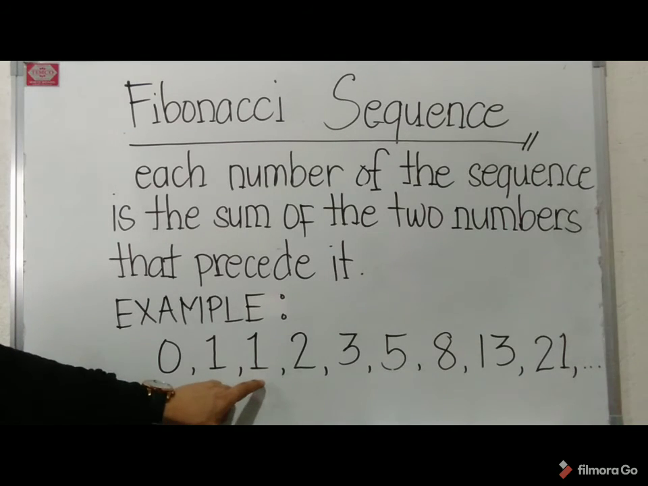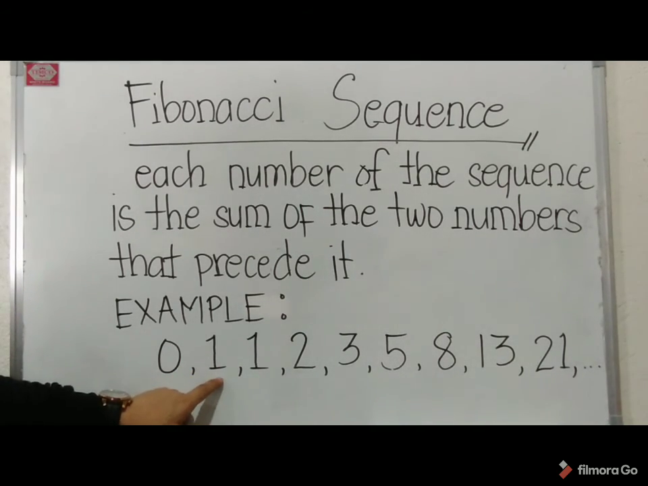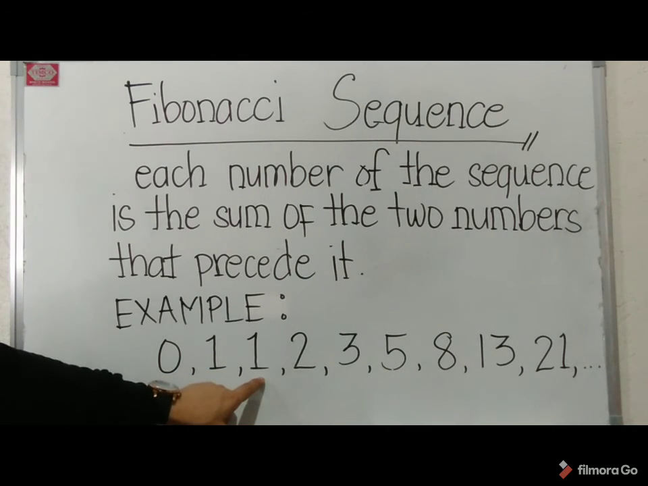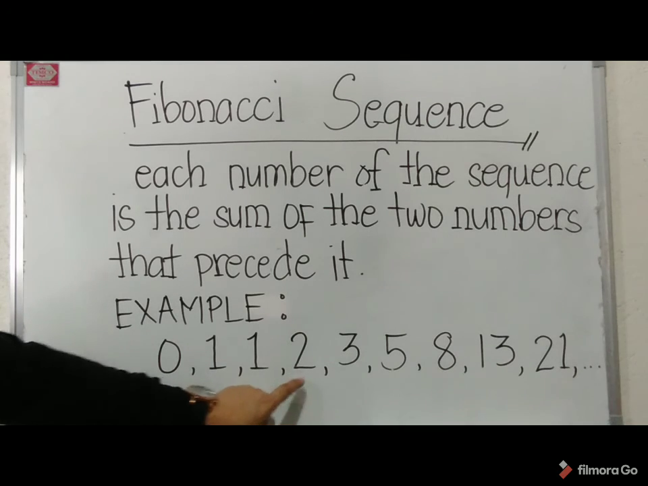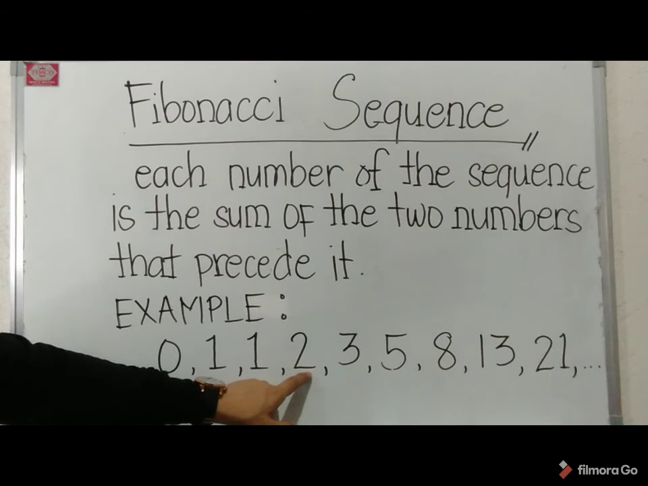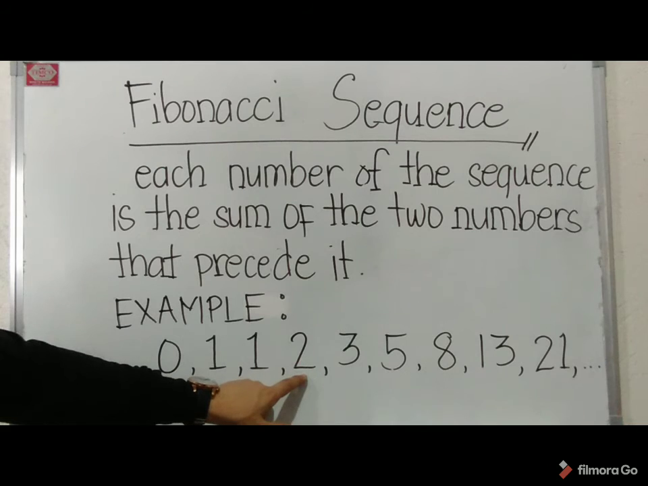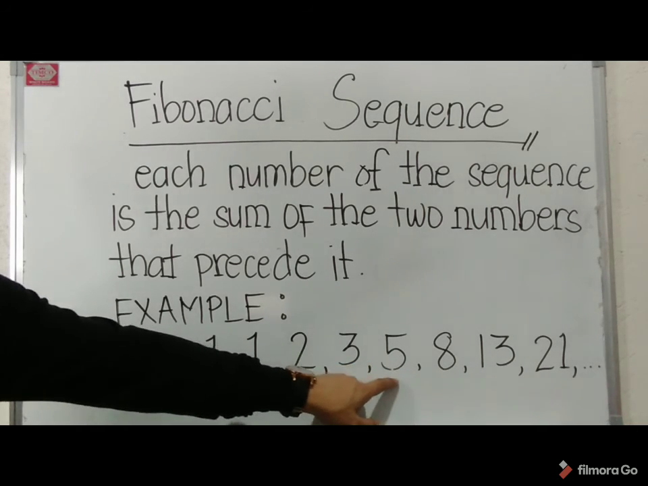So, example natin dito ay yung term natin na 1. So, paano natin siya nakuha? So, kung sum siya, ibig sabihin yung ating a sub 1 at a sub 2 ay pinagsama. So, 0 plus 1 equals 1. Paano yung 2 nakuha? 1 plus 1 equals 2. And ganun lang yung nagiging pattern natin dito. 1 plus 2 equals 3. 2 plus 3 equals 5.